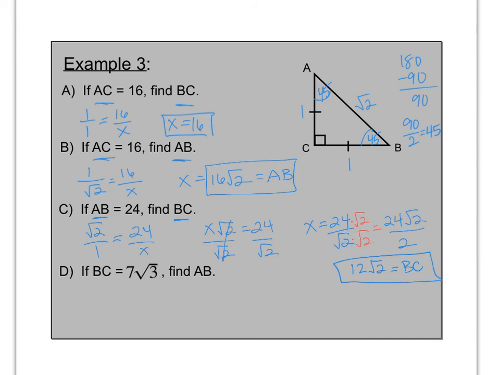Last but not least, let's try part D. So this time we're working with BC and AB. BC and AB have a ratio of 1 to root 2. So we take the 7 root 3 and we want to find AB. Cross multiply. 1 times x is x. And then we have 7 root 3 times root 2. And these, you actually multiply the radicals, so you get 7 root 6. 7 root 6 is AB.